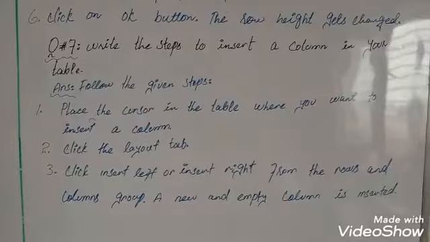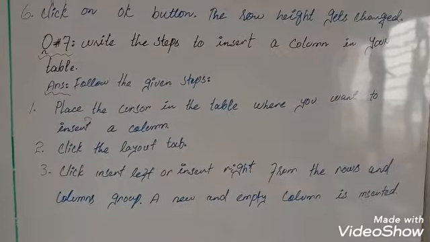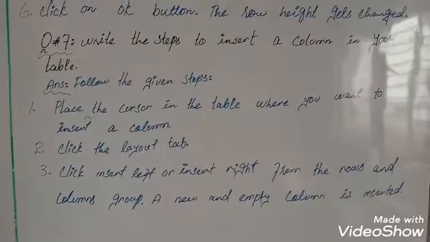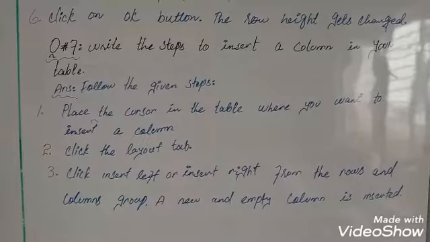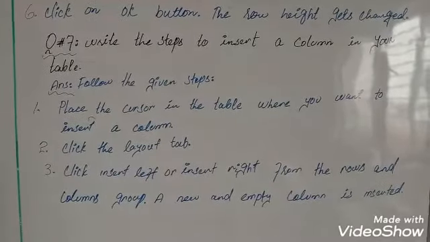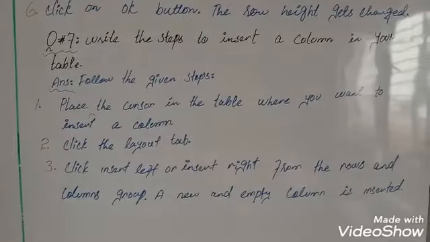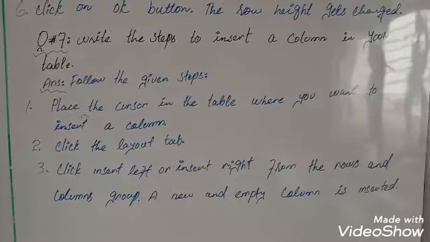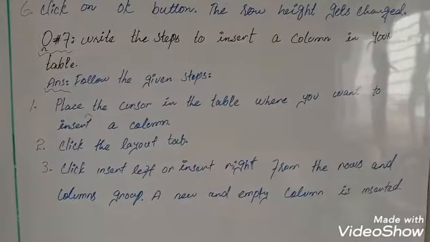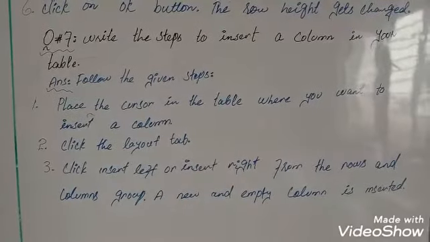Question number 7. Write the steps to insert a column in your table. Answer. To insert a column in your table, follow the given steps. First step is place the cursor in the table where you want to insert a column. Click the layout tab, and the last step is click insert left or insert right from the rows and columns group. A new and empty column is inserted.